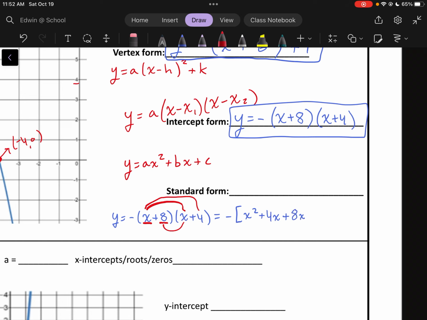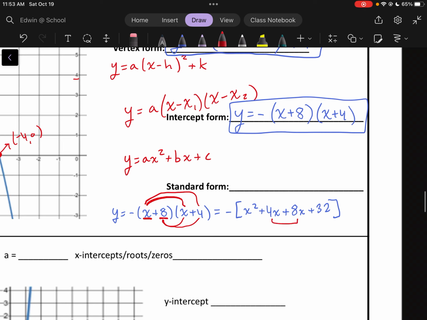And finally, we got this 8 times the 4 back there, which is a positive 32. So the first thing I see is that these terms are going to combine with each other. So it's going to be 4x plus 8x. That's 4 things plus 8 things in total. We got 12 things. A positive 12 things.